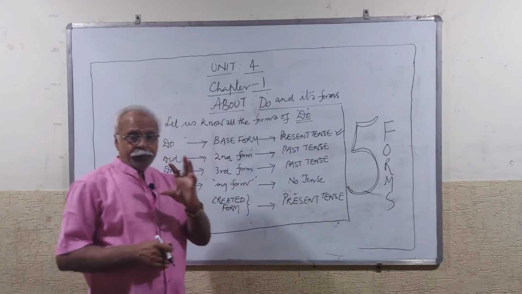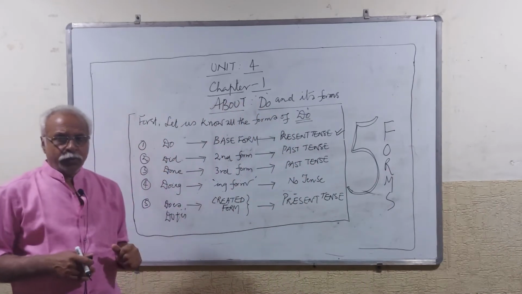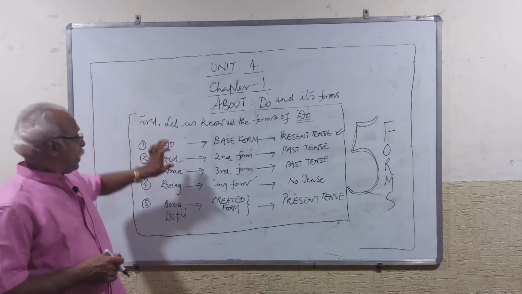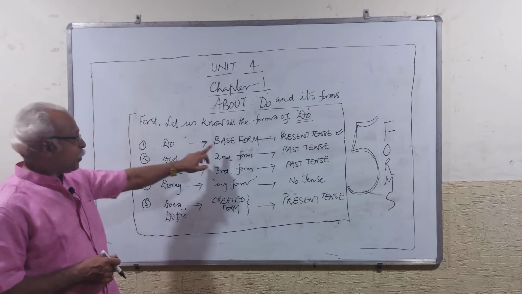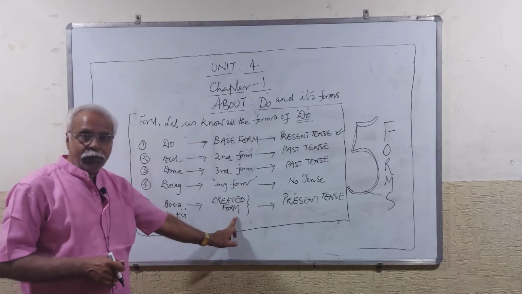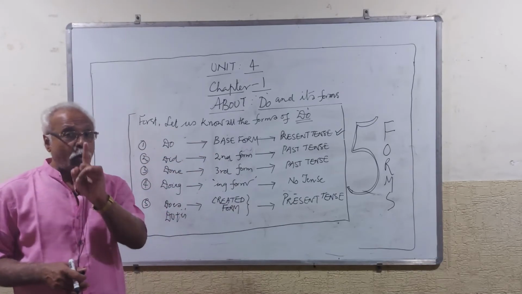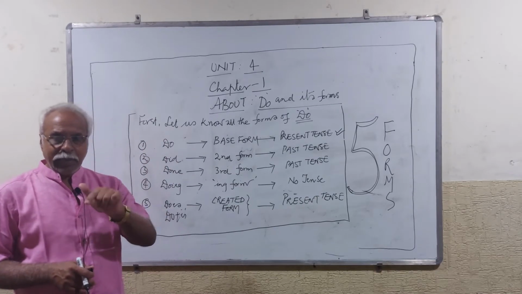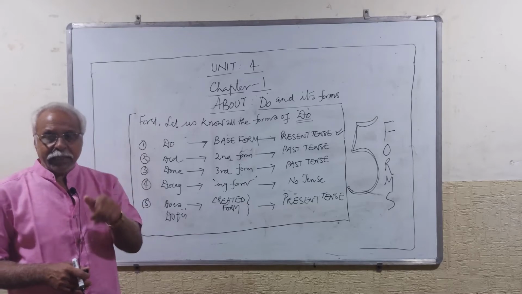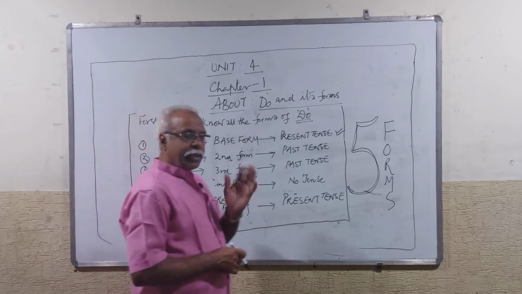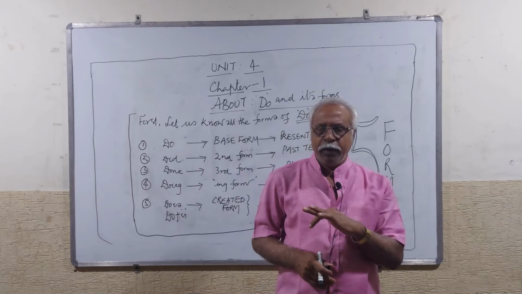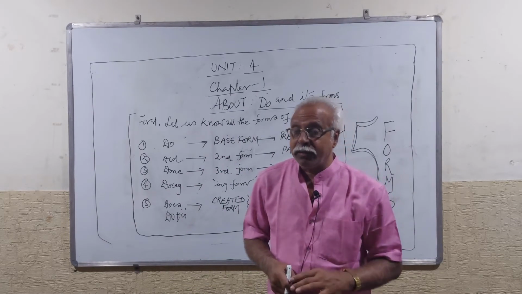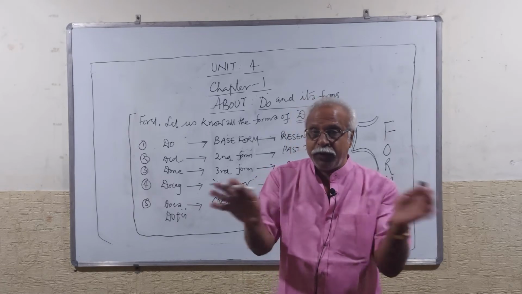So, whenever you have to use do in present tense, make it a point that there are 2 forms for you. One is do, the base form. The other is created form. This is the case with all the verbs, remember. Go, goes. Come, comes. Write, writes. Right? Sing, sings. Cook, cooks. Teach, teaches. Paint, paints.